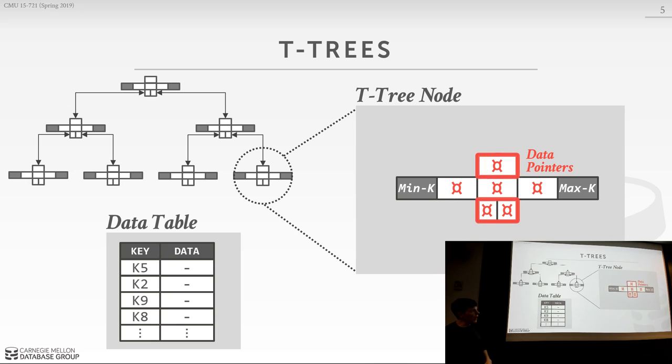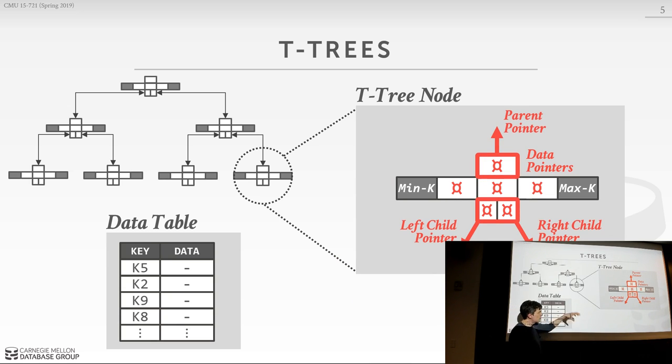Then I'm also going to have pointers that allow me to go to my siblings as well as back to the parent. So the T-tree is going to look like an AVL tree. It doesn't mean that when we do traversal, we're always going to the bottom and scanning along the leaf nodes. We may have to go back up, right? Because it's going to be organized in breadth first order. And so we need to have a parent pointer to know how to go back where we came from.